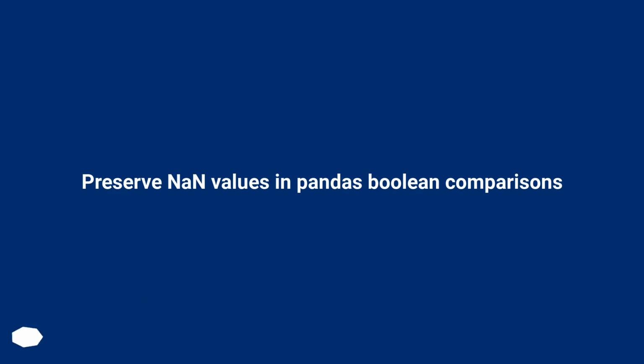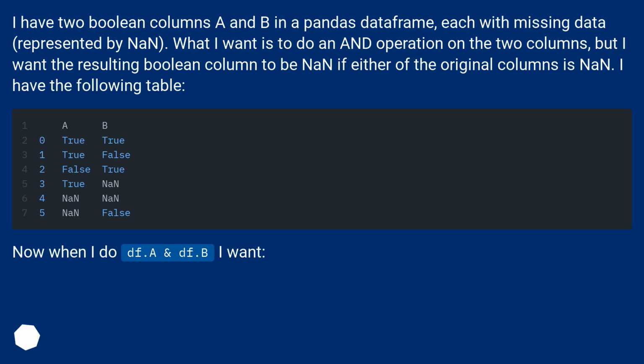Preserve not a number values in pandas boolean comparisons. I have two boolean columns A and B in a pandas data frame, each with missing data, represented by not a number. What I want is to do an operation on the two columns, but I want the resulting boolean column to be not a number if either of the original columns is not a number.